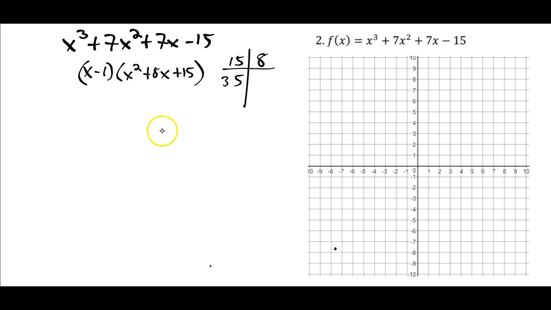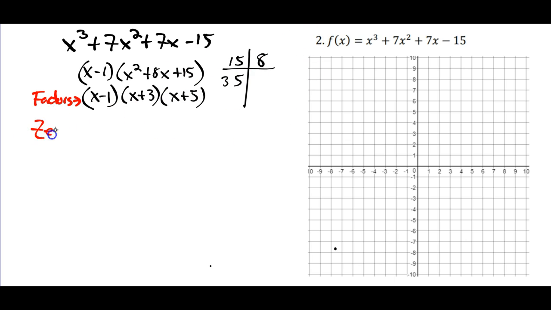The leading coefficient is 1, so I can take the shortcut and say x plus 3 times x plus 5 is what it factors to. I've got an x minus 1 there. These are my factors, which means I need to come up with my zeros now, and that's just setting each factor equal to 0. So I get x equals 1, x equals negative 3, x equals negative 5.